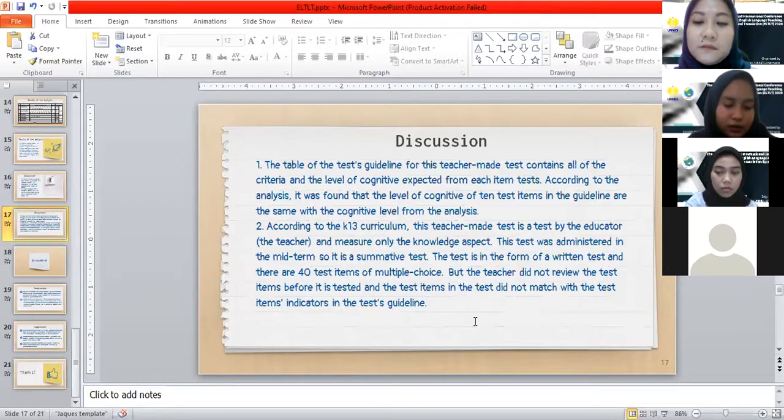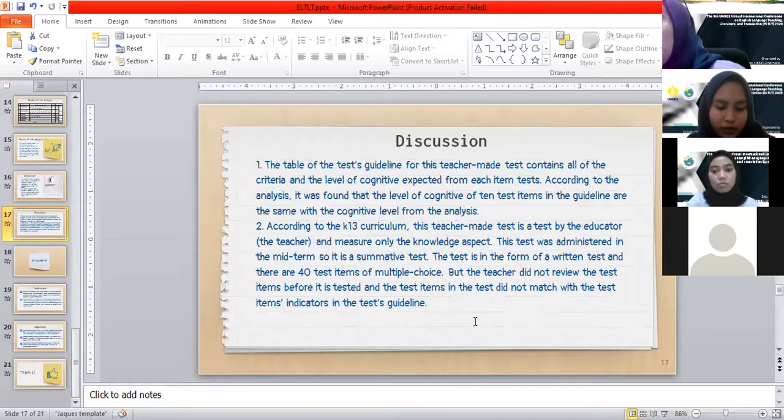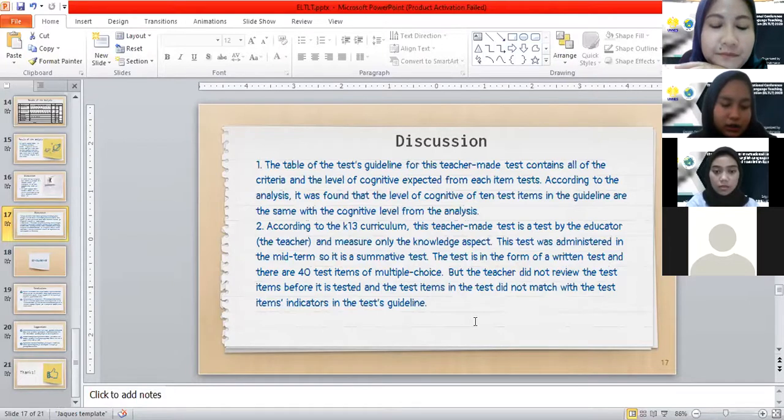According to the K13 curriculum, this teacher made test is a test by the educator or the teacher and measures only the knowledge aspect. This test was administered in the midterm, so it is a summative test. The test is in the form of a written test, and there are 40 multiple choice test items. The teacher had already followed the steps to arrange written tests, that are setting the objective, arranging the test guideline, writing the test items based on the test guideline, and reviewing the test.